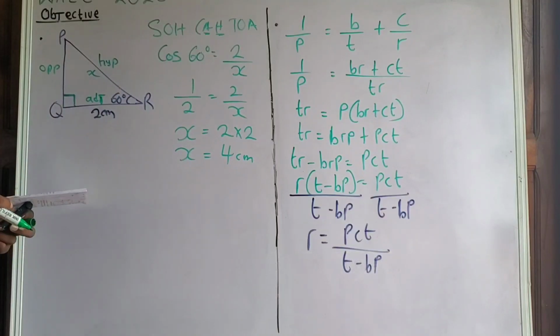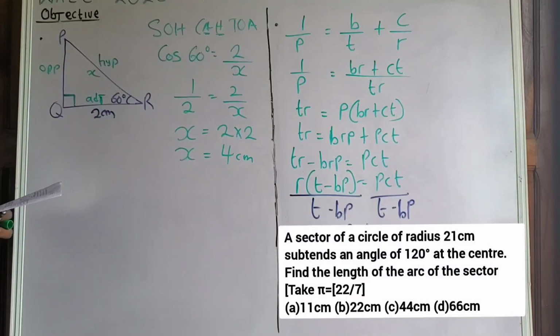Okay, now let us proceed to the next question. A sector of a circle of radius 21 centimeter subtends an angle of 120 degrees at the center. Find the length of the arc of the sector. Please pay attention. Kindly pay attention here. Let us draw the diagram. This is a circle.